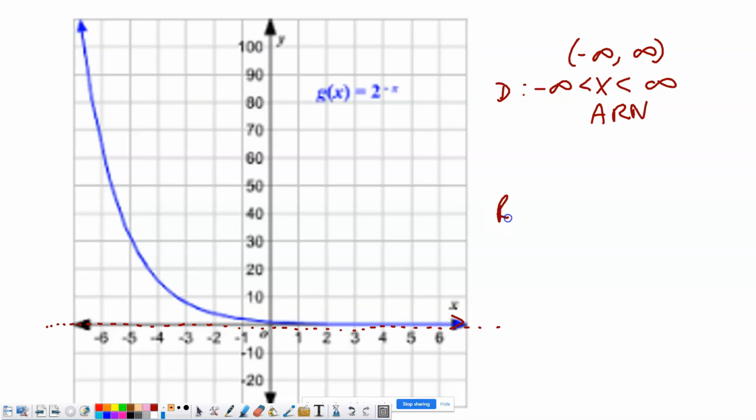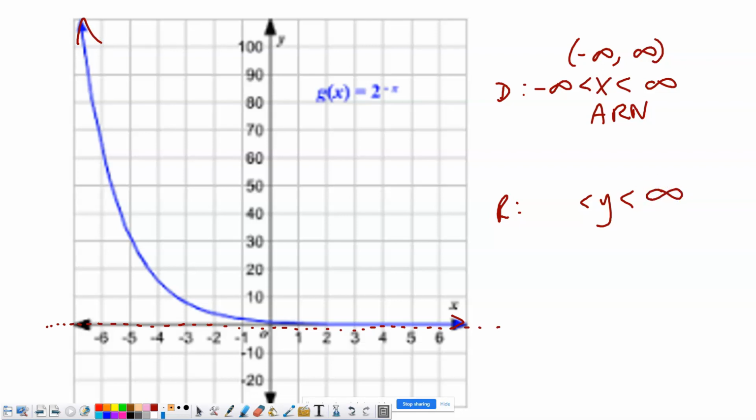Okay, let's do the range. How high up does this graph go? Well, it seems to go up forever. This arrow here tells me it gets higher and higher and higher. So the highest value is infinity. It never stops going up.